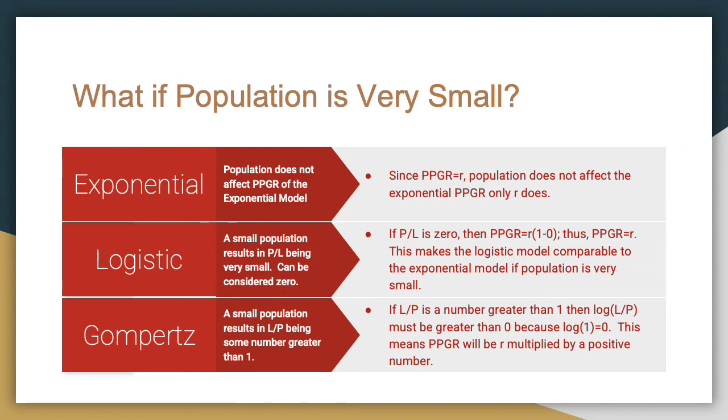Now for the Gompertz model, we again have to consider L, the limiting population. In the Gompertz model, there is the fraction L over P. Thus, if P is a very small number and L is a large number, the fraction L over P has to be some number greater than 1. If L over P is a number greater than 1, then log of L over P must be greater than 0, because log of 1 is equal to 0. This means Ppgr will be r multiplied by a positive number. So, unlike the exponential and the logistic model, if the population is very small, it is not just equal to r.